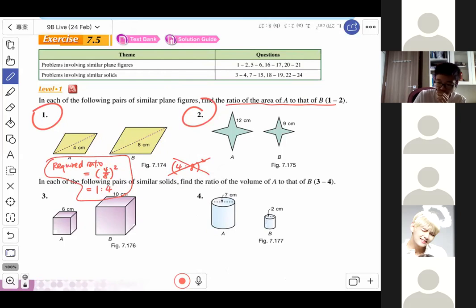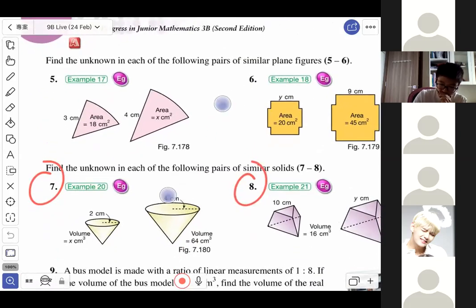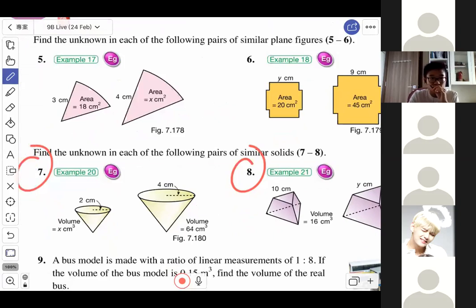I suppose you can do number 2, 3 and 4 as well. Before the first section ends, I want to talk about number 5. This is a very nice and easy question because it already gives you the x cm square. What we need to do is write the corresponding ratio, which is 3 over 4 and then 18 over x, and match the dimension. It means length ratio square equals 18 over x. The next step is just calculation, which is 32, I guess. Number 5 to 8 is something like that.